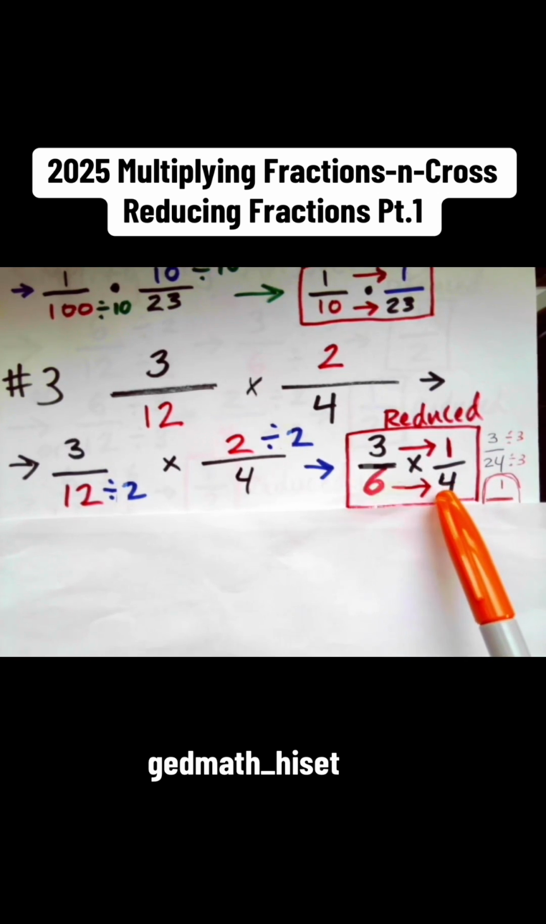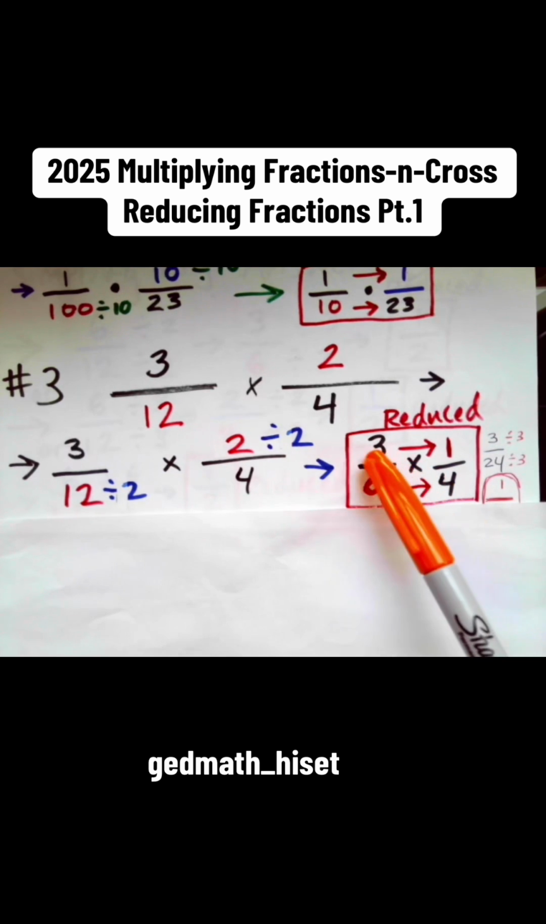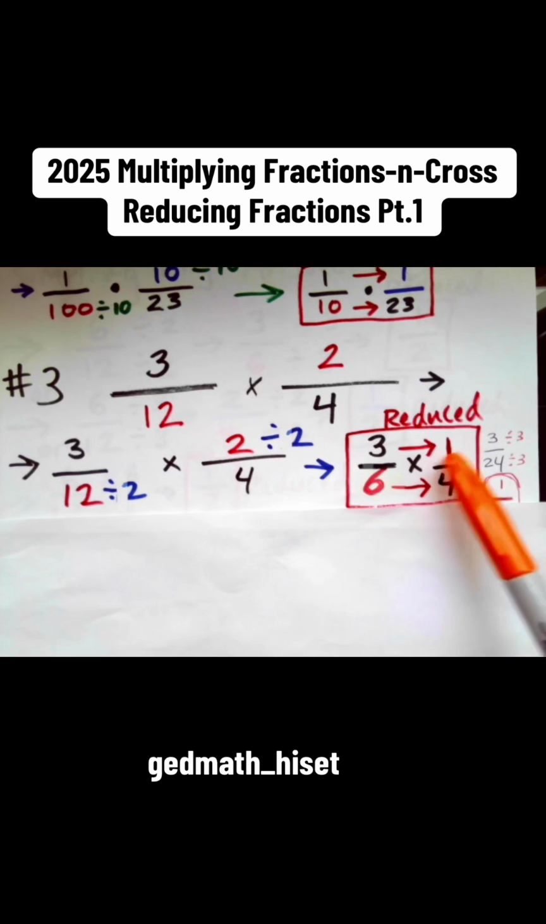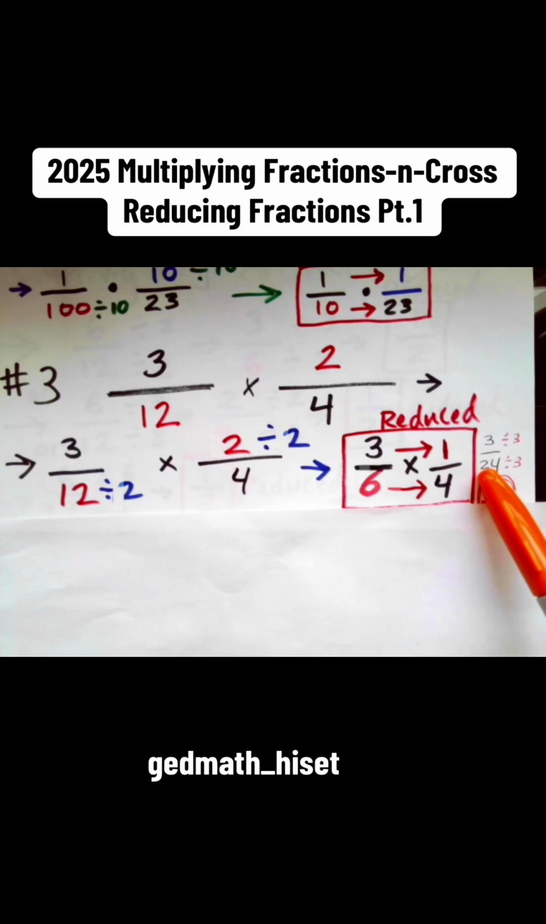Now, I made a mistake. I thought this was a learning experience, and so I wanted to show you sometimes there are exceptions to the rule. So you always, always, always want to check your final answer and make sure you reduce that answer. So again, when you multiply fractions, it's top to top, bottom to bottom. 3 times 1 is 3. 6 times 4 is 24.